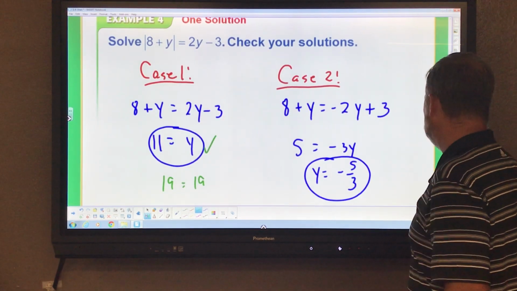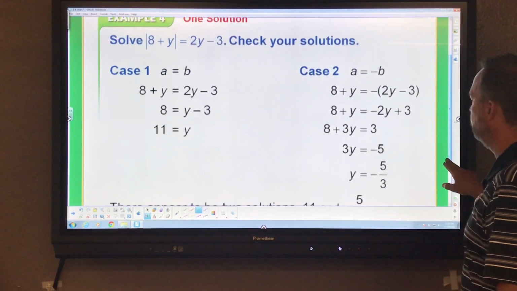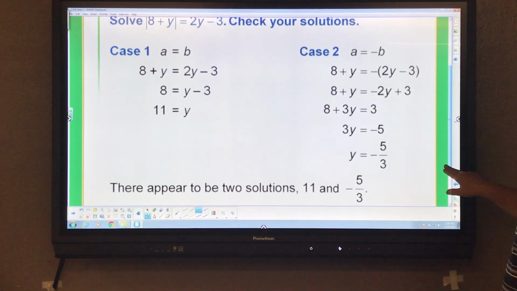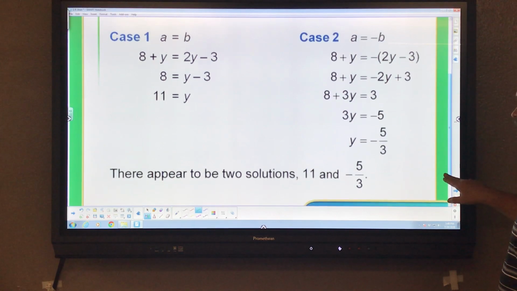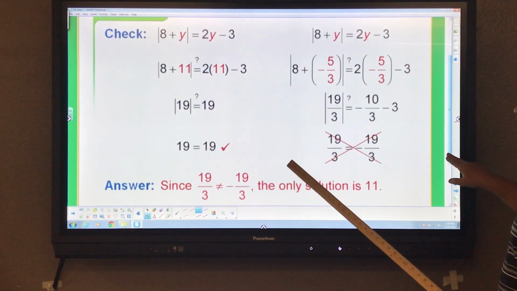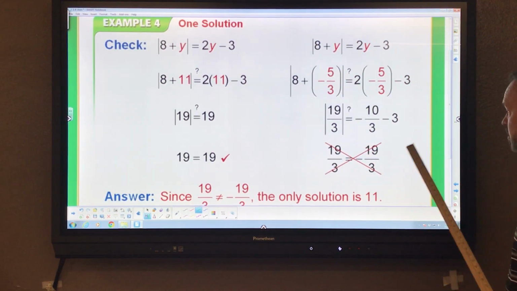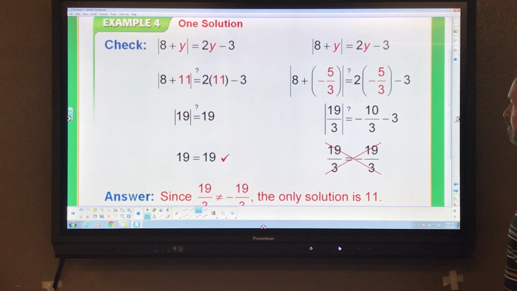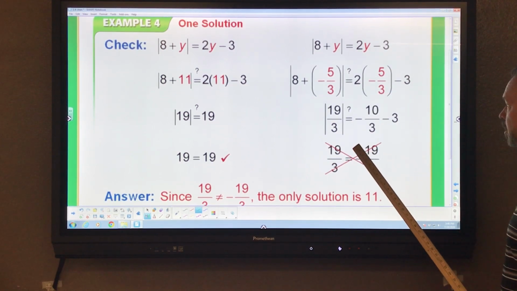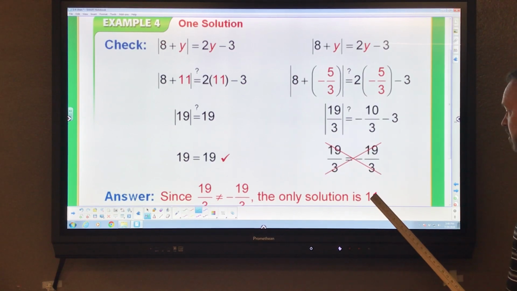And you can plug that in and see that for yourself since it's Algebra 1. Oh, here it is. If you want to see it, they got their 2 solutions. They tried to check, and they got a positive 19/3 equal to negative 19/3. They went through the process, but there it is if you want to pause the video and look at it. So since that didn't work, then we realized that negative 5/3 is not a solution, so the only solution is 11.